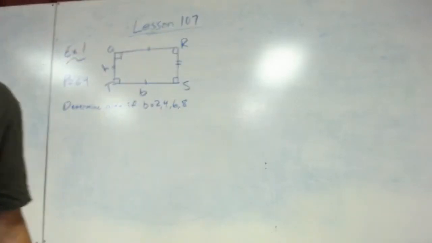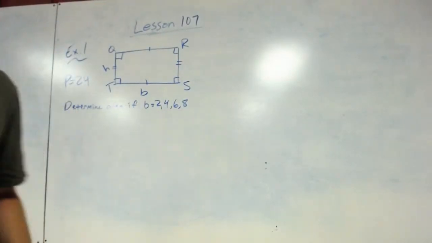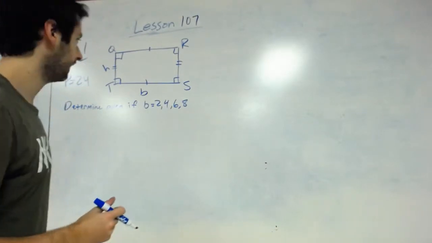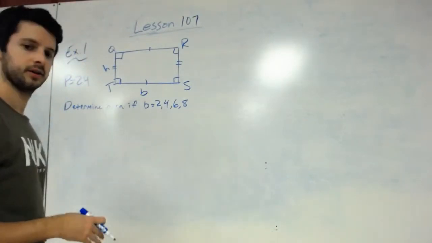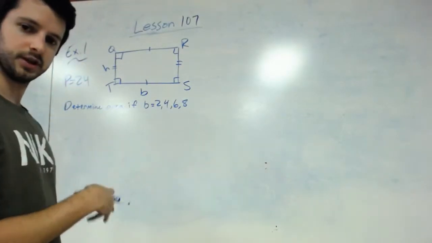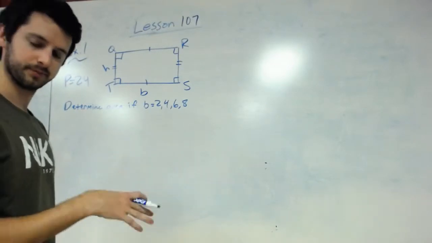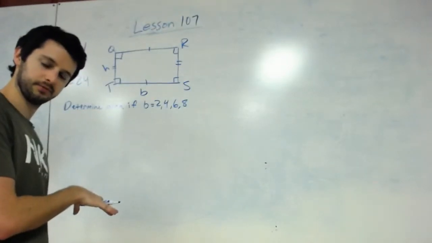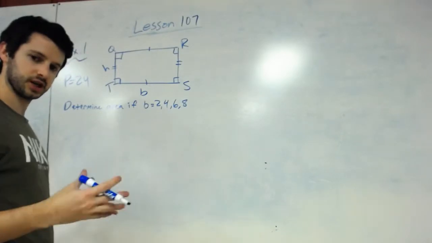We're going to look at what's called maximizing area in lesson 107. I'm just going to go through the example and then show you what we are proving in the end. Okay, we want to see which shape has the biggest area.